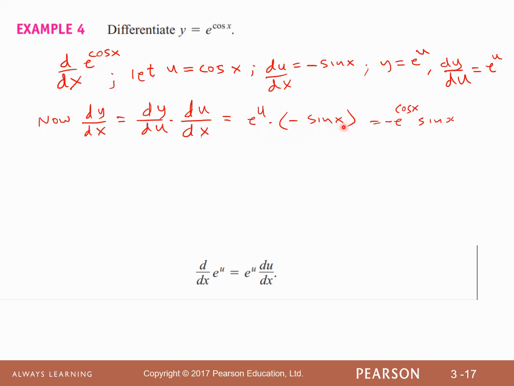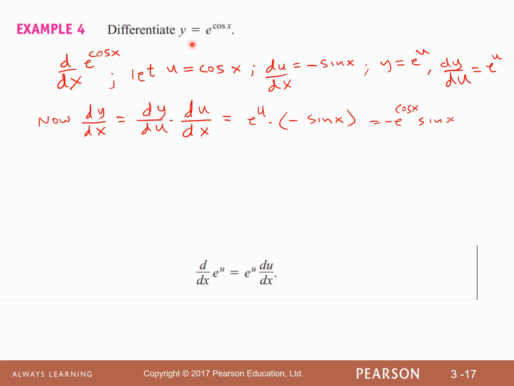And we could just go ahead and put back the value of u. The value of u is cosine x. So instead of e to the power u, we just put e to the power cosine x. And then the negative outside, we'll take it outside. So it's negative e to the power cosine x multiplied by sine x. That's the result of this part.